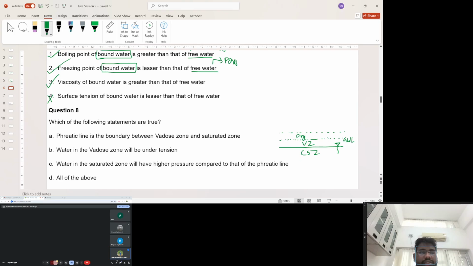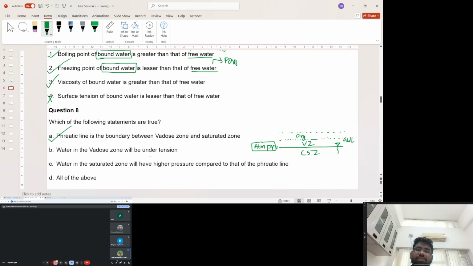Now the phreatic line is what differentiates the Vadose zone and the saturated zone, and the characteristic of this phreatic line is that the water at this line exists at atmospheric pressure. This is the main characteristic of the phreatic line. The pore pressure at the phreatic line will be equal to atmospheric pressure. So as far as this is concerned, option A is right.